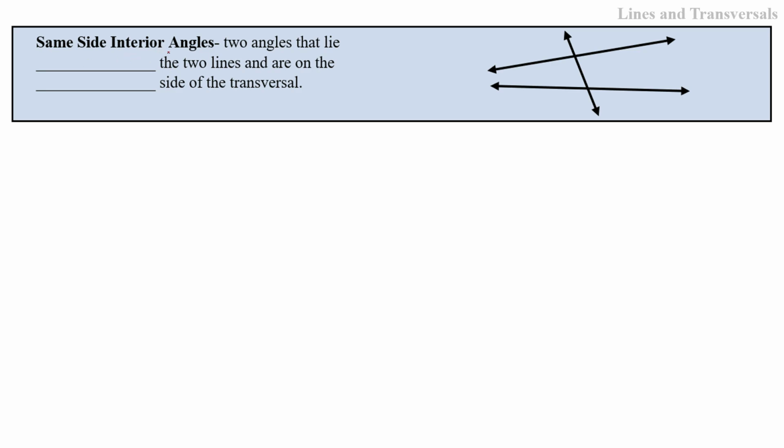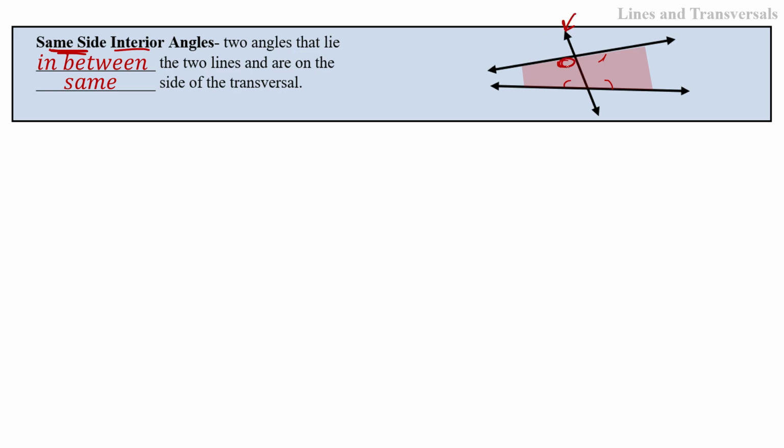Same side interior. So once again, interior means inside, and then the same side just kind of means on the same side of the transversal. Okay, so these are going to be two angles that lie in between the two lines and are on the same side of the transversal. Okay, so for example, here are my interior angles again. So it's going to be either this one right here, this one right here, this one over here in the bottom, or this one here. We have 4 angles made, and they have to be inside, and they got to be on the same side of the transversal. Remember, this one is your transversal.